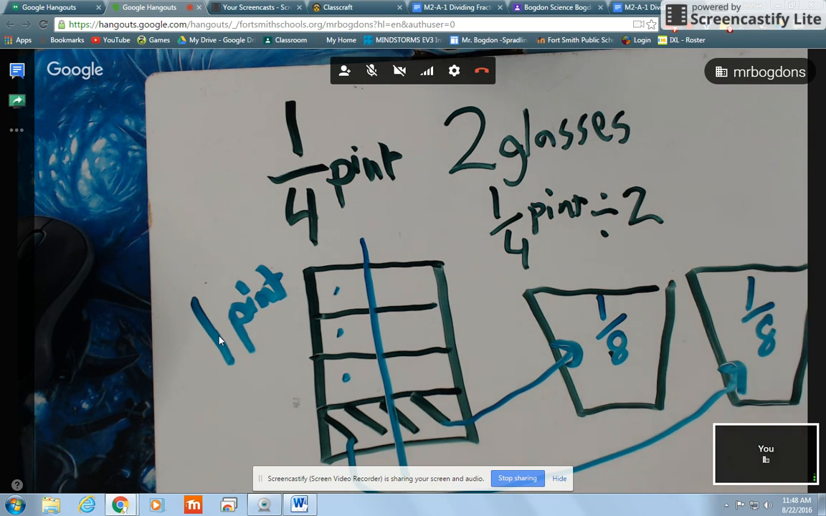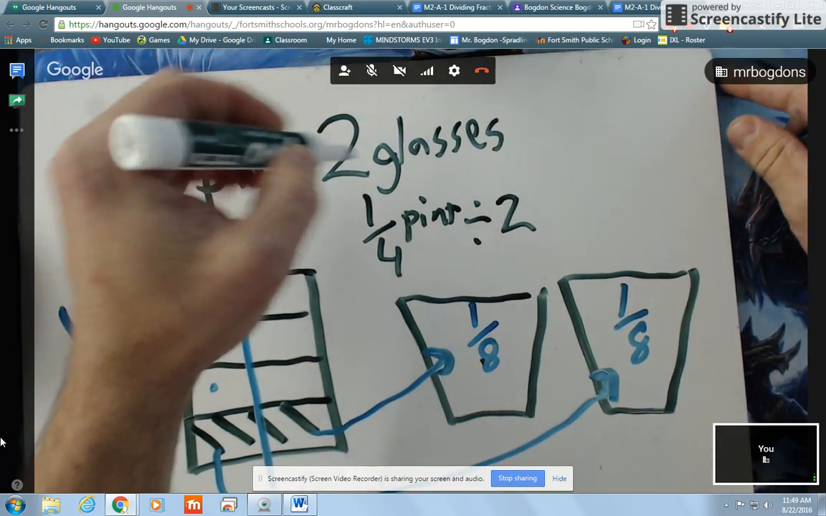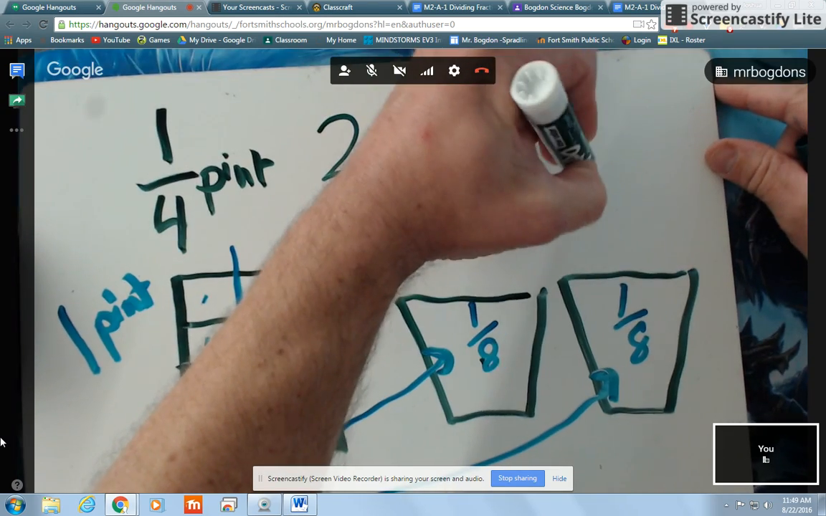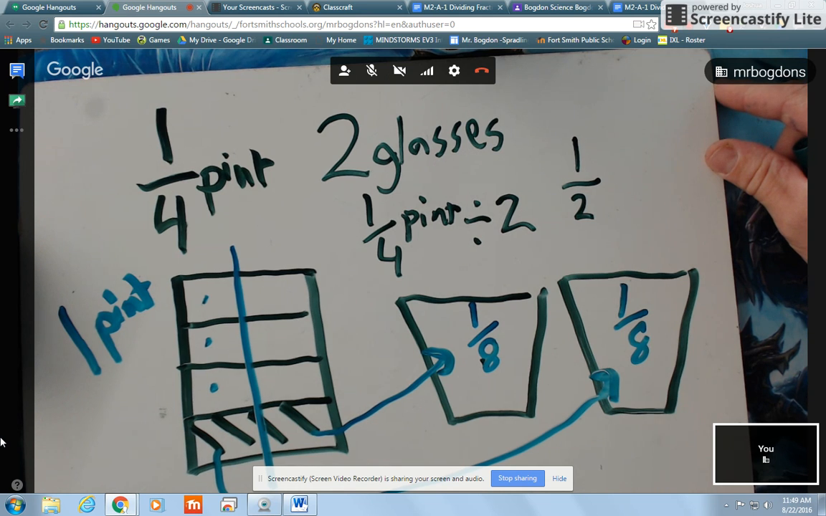I could also think of it as I'm only taking half of 1/4, because the question was how much goes into each cup. How many cups did I have? 2. So each cup just gets half of. Remember what I said last year with multiplication? Anytime I take 1/2 of something, that's the same as doing what math operation? Of means multiplication.